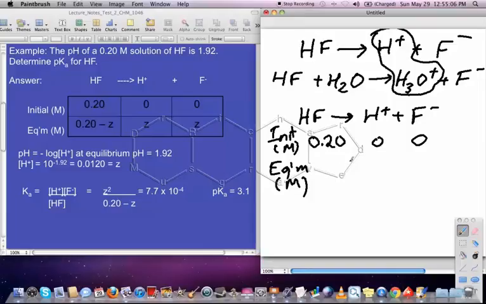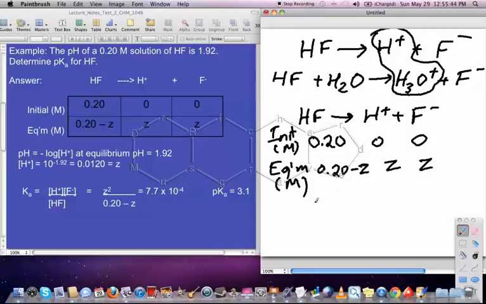Now after some time, the reaction will reach equilibrium, and the HF will go down by a certain amount that I'm going to call Z, and the H plus and the F minus will go up by the same amount, Z. The reason for that is because when this breaks apart, it breaks apart into one of each. So if you had 3 of these, then you get 3 of these and 3 of these, and this would go down by 3 moles. So the HF is going to go down by the same amount that the H plus and the F minus are going to go up. Now we need to see if we can find Z.